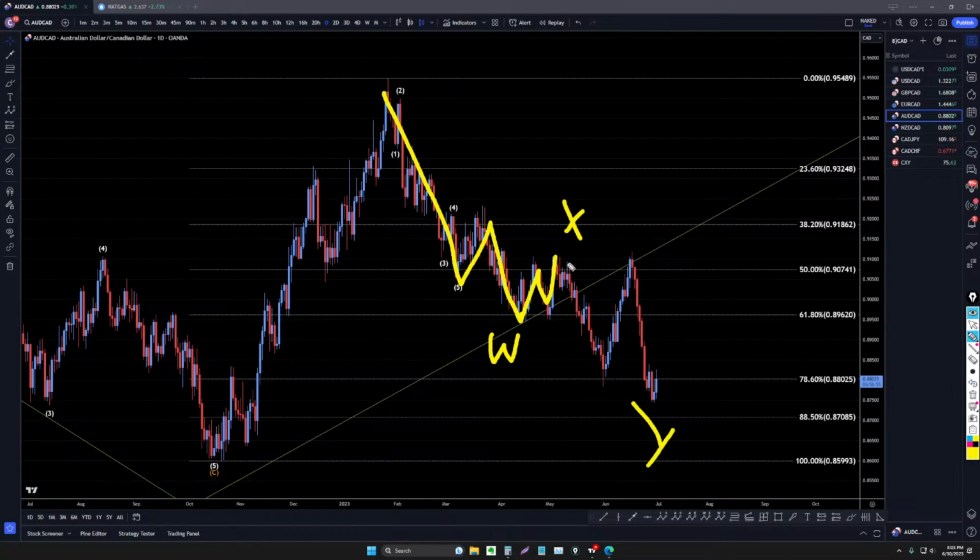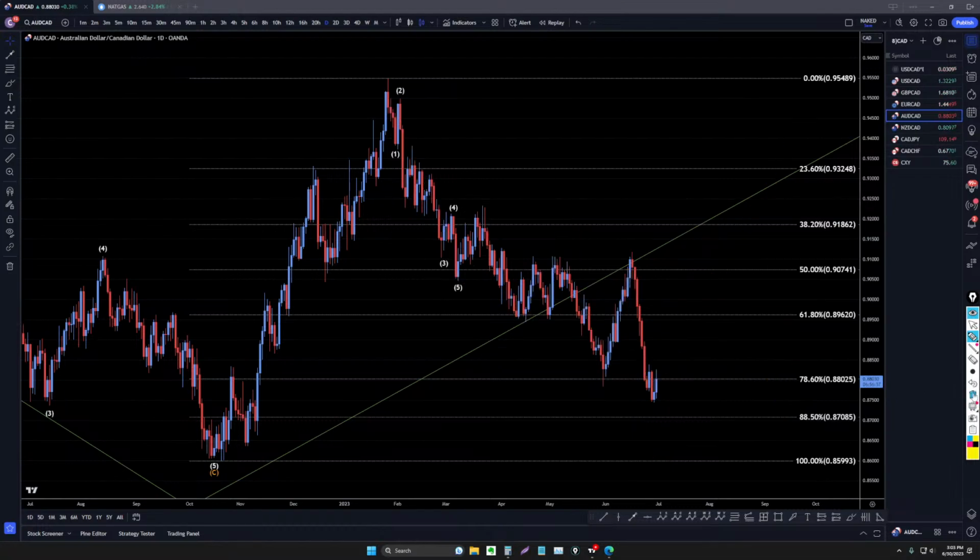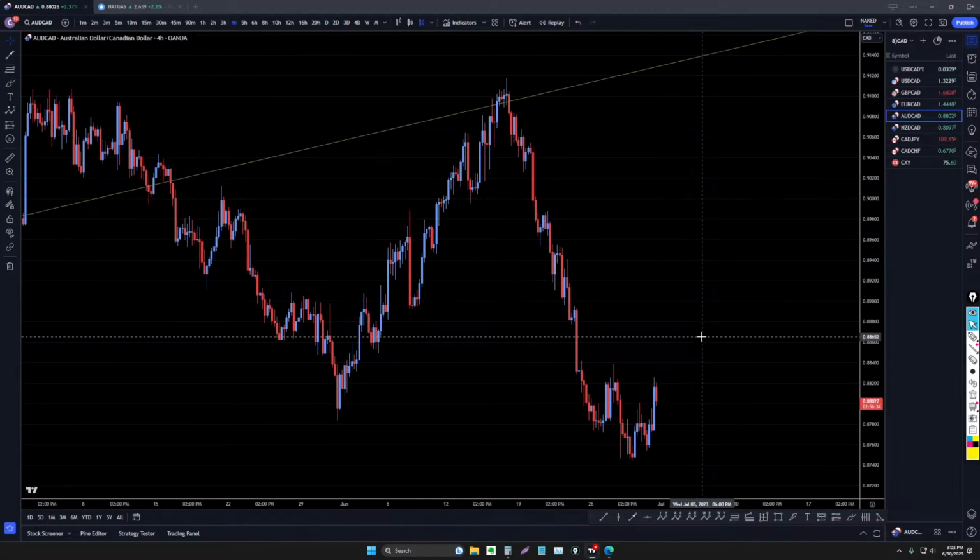WXY. So it definitely made 3 waves down. It just looks like the wave B of Y made a little bit of a higher high, like an irregular wave B for the wave Y. And we're definitely at the Fibonacci level, so if it does go up, if it does break structure, it probably is going to keep on going. We've been looking at this one pretty intensely to see if we can figure it out.